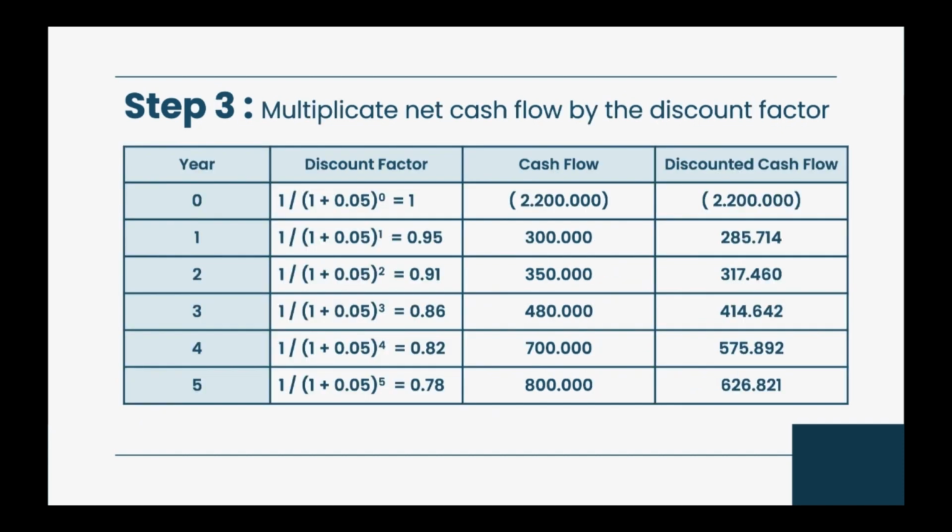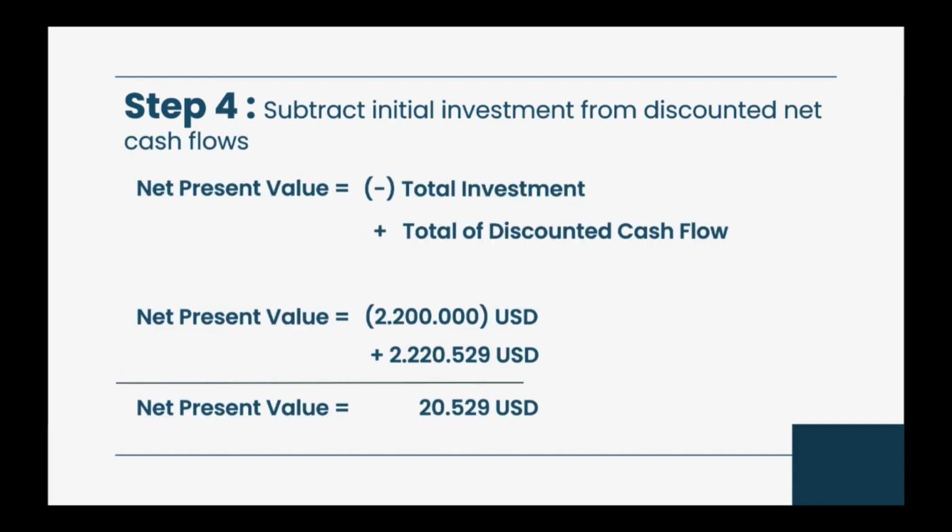The third step is simple. It consists of multiplying the cash flows by the discount factor, as shown in this table. The final step is to subtract the value of the investment calculated in step 1 from the outputs obtained in the third step. This will allow us to evaluate this project.